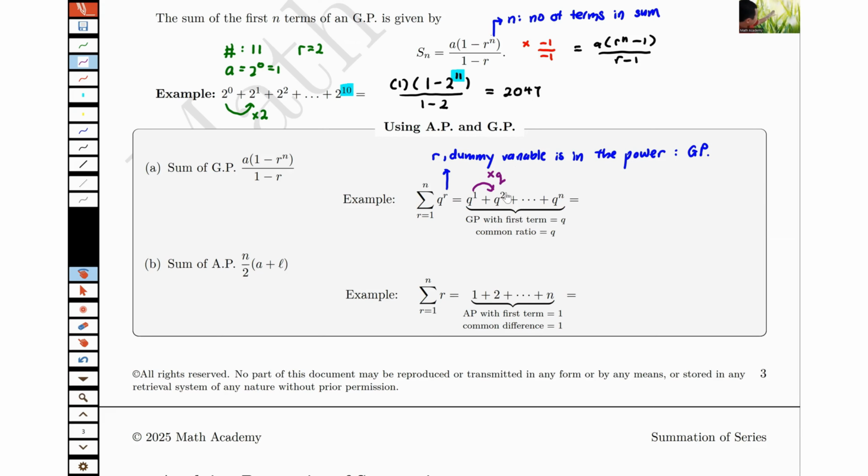We try to apply the formula for sum of GP. So my first term is q. Okay, A is your first term, it's q. Your ratio is also q. The number of terms coincidentally matches the last power, so it's still n. And we divide by 1 minus q.